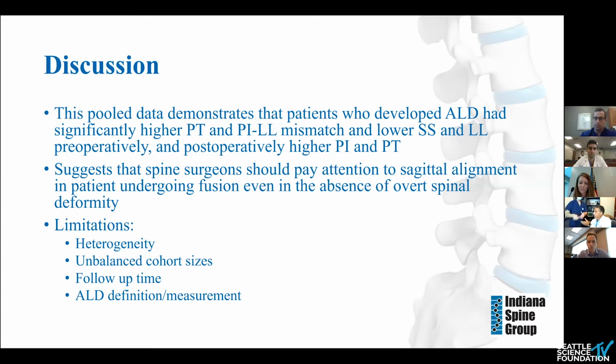Overall, this study suggests that spine surgeons should pay attention to sagittal alignment in patients undergoing fusion, even in the absence of overt spinal deformity. It also implies that surgeons should employ surgical techniques that appropriately restore the lumbar lordosis and PI-LL mismatch to minimize ALD. The authors also suggested that an ALIF may be the most effective for adequate lumbar lordosis restoration to reduce the development of ALD. So this is something that you could consider in patients that are higher risk.